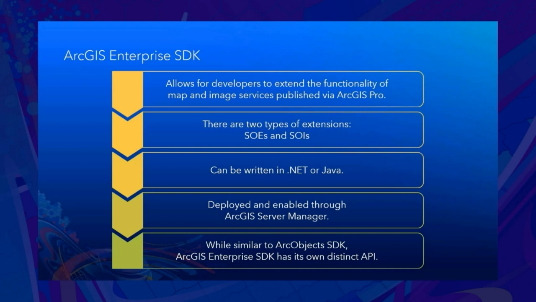There are two different types of extensions you can create with the ArcGIS Enterprise SDK. The first one is Server Object Extensions, or SOEs. And the second is Server Object Interceptors, or SOIs. And while these two go hand in hand, they are very different. We'll be going over those differences in detail in a moment.